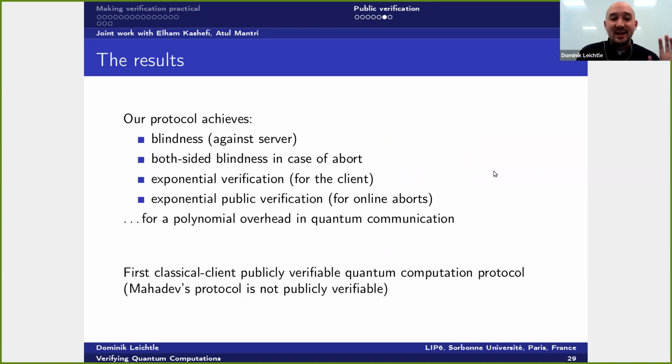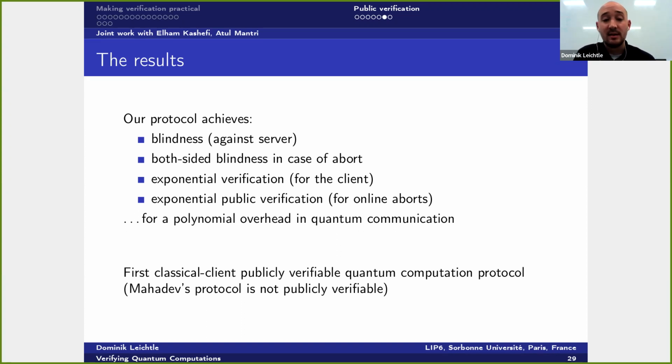So putting these ingredients together, one can construct this protocol which has blindness against the server, blindness against the judge, blindness against the client in case of aborts. We've got exponential verification for the client against malicious servers. We've got exponential verification for the server against malicious clients. And all of this for only a polynomial overhead in quantum communication. So it is efficient in an asymptotic sense.